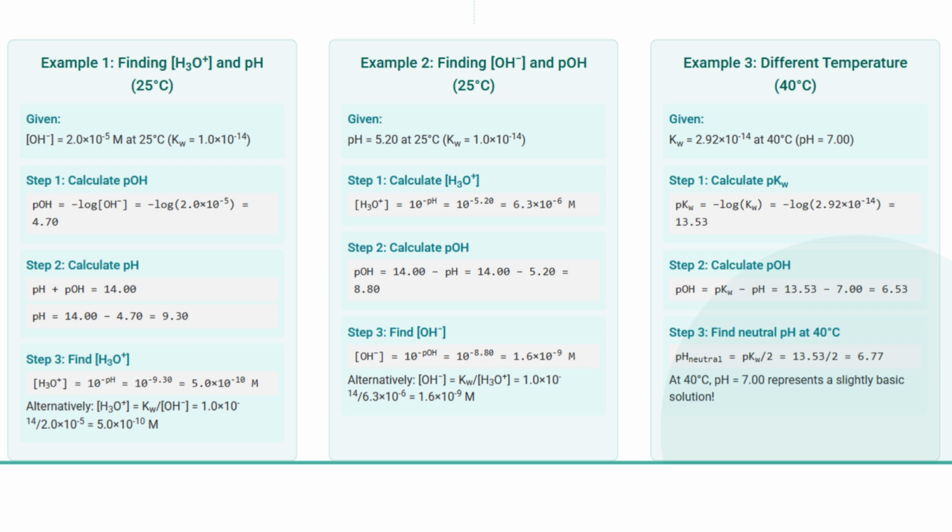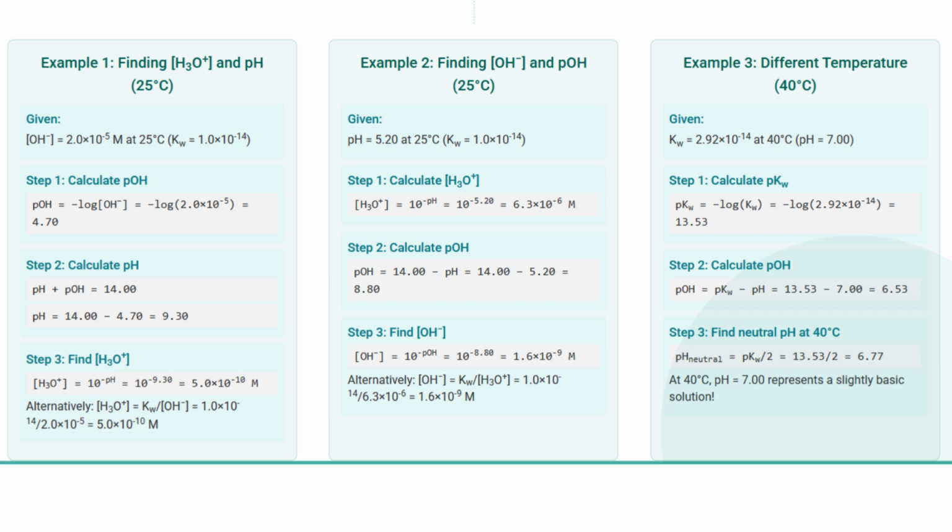Example 3, a different temperature of 40 degrees Celsius. We are given that kW at 40 degrees Celsius is 2.92 times 10 to the negative 14, and we have a solution with a pH of 7.00. Step 1. Calculate pKW. pKW equals negative log of kW, which is negative log of 2.92 times 10 to the negative 14, which equals 13.53.